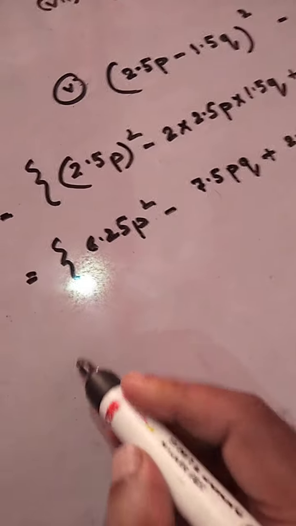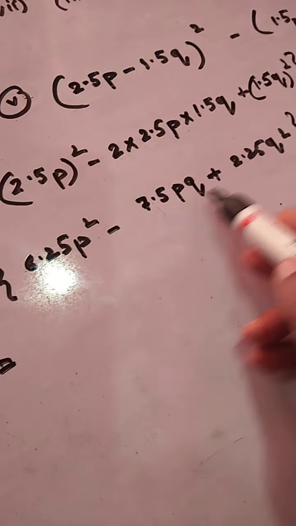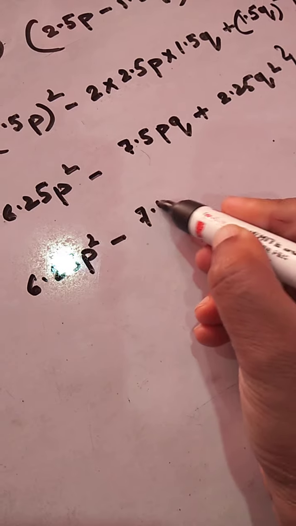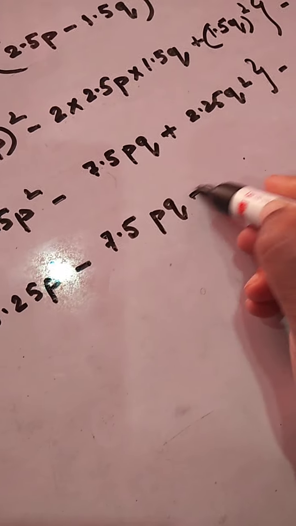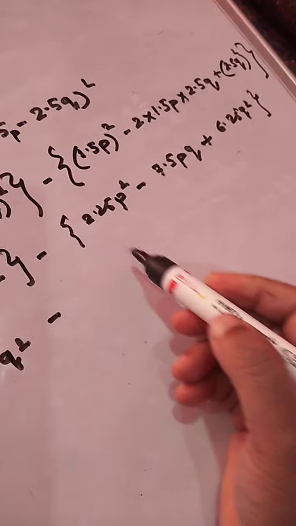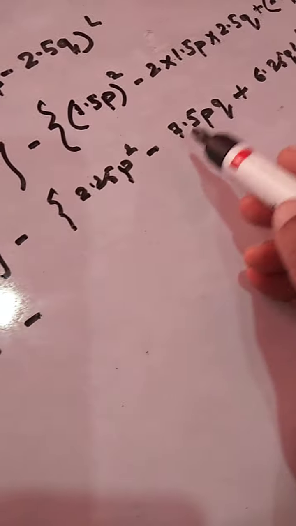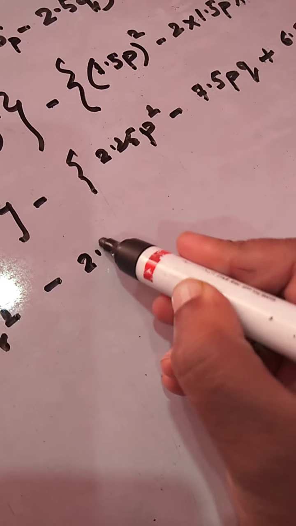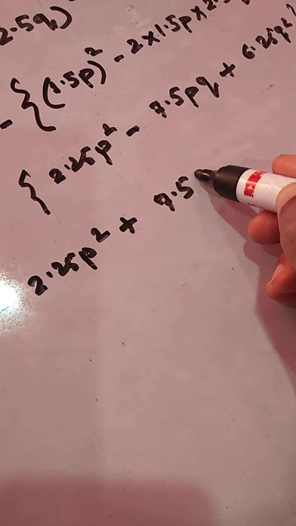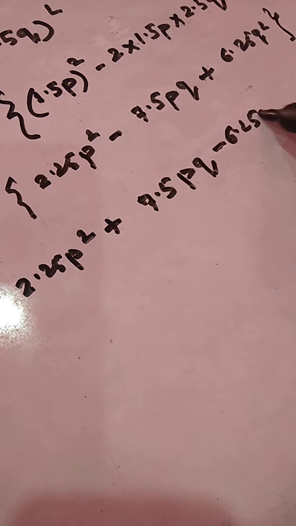Now we have to open the bracket. Outside this bracket we have plus sign. No sign means plus sign, so there will be no change in the sign. It will remain the same, that is 7.5 pq plus 2.25 q square. And minus, now be very careful when you see a minus sign outside the bracket. It means that all the signs inside the bracket will change. That is, 2.25 p square, minus minus would be plus; 7.5 pq, minus plus is again minus; 6.25 q square.